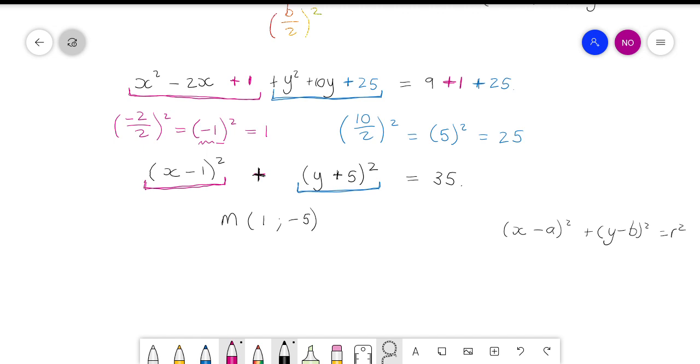Square root of 35. So do you guys see why we should do this? Because now you have information about this circle. You know where the midpoint of the circle is, and you know what the radius of the circle is.